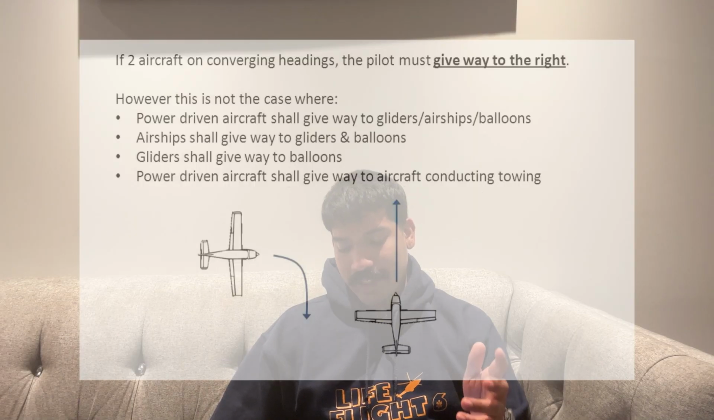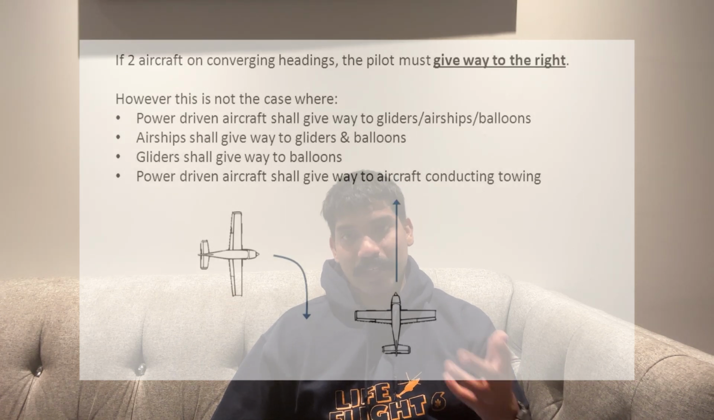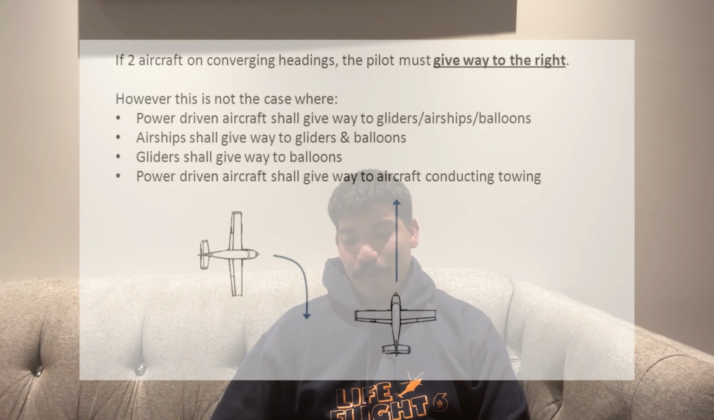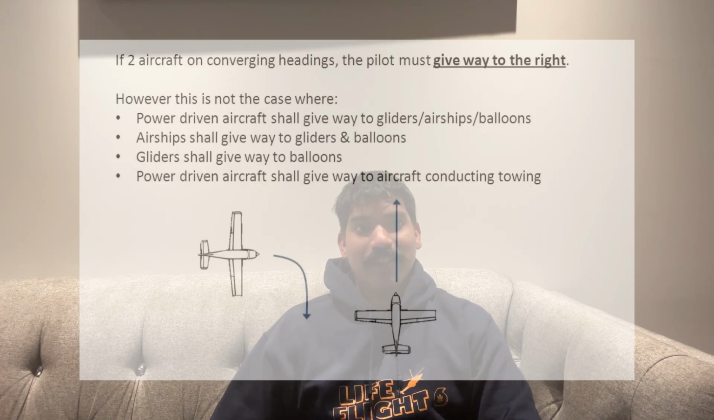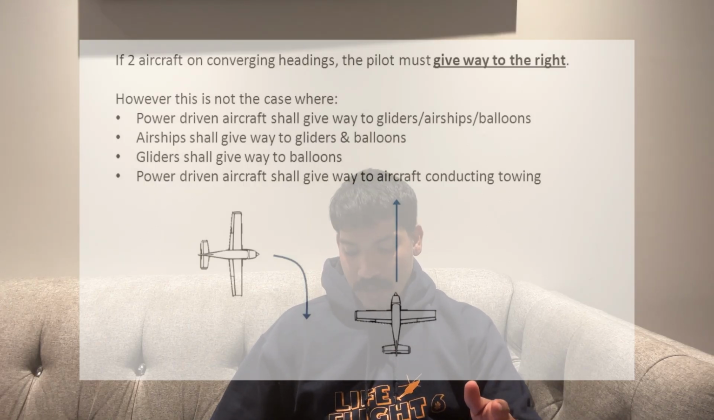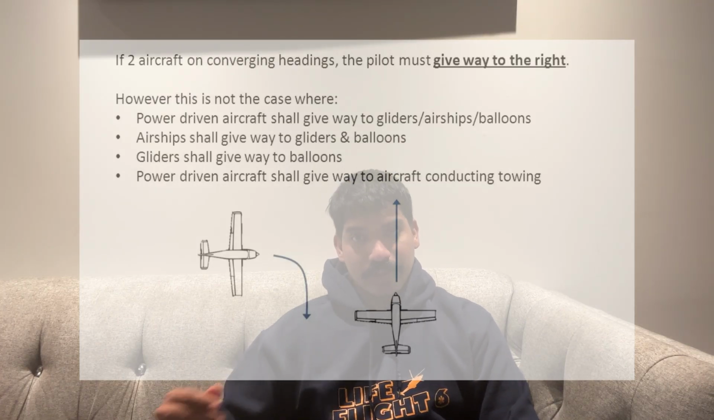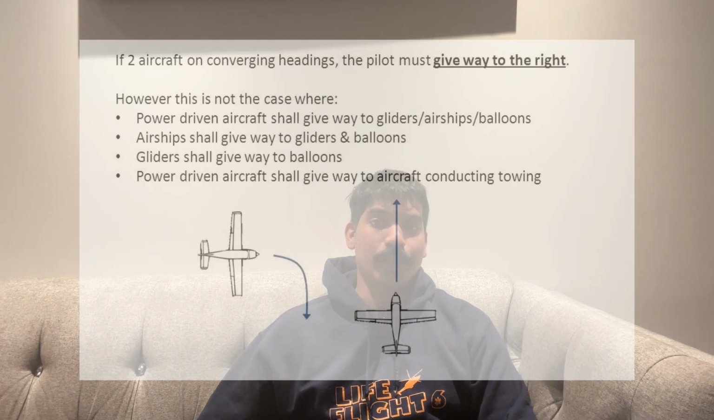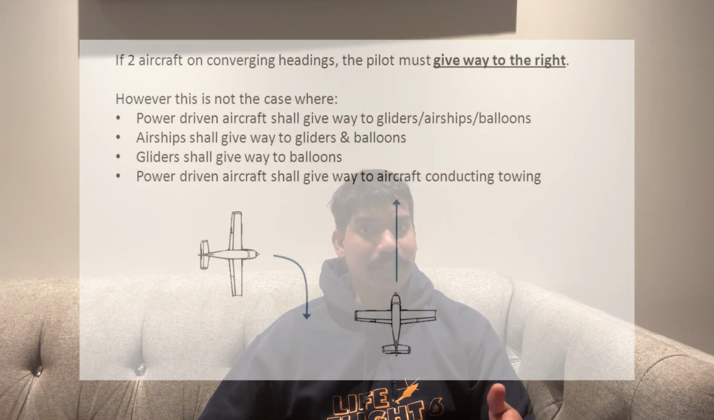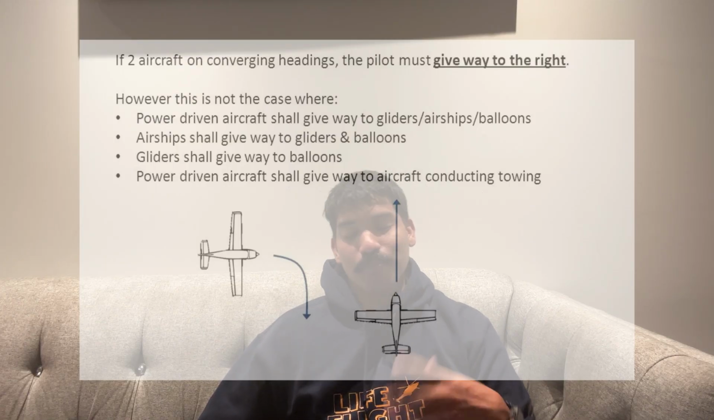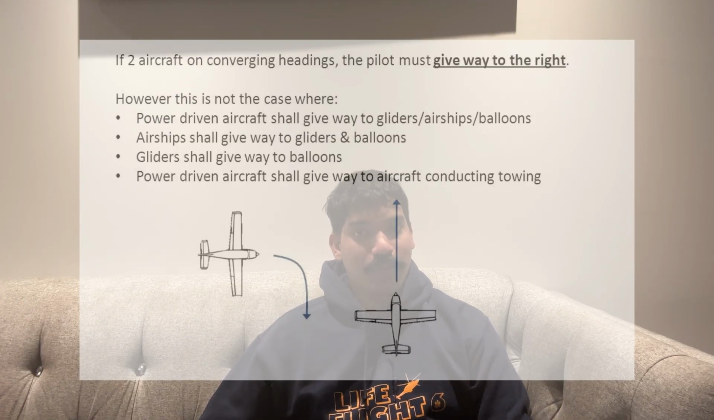Now, we already discussed that a power driven aircraft, an airplane or a helicopter, will always give way to airships, gliders, or balloons. Airships shall give way to gliders and balloons. If you have seen an airship, or you can Google what an airship is, it has more maneuverability than a glider or a balloon, so it will give way to gliders and balloons. Gliders shall give way to balloons. Gliders are more maneuverable; they can move around much better than balloons.